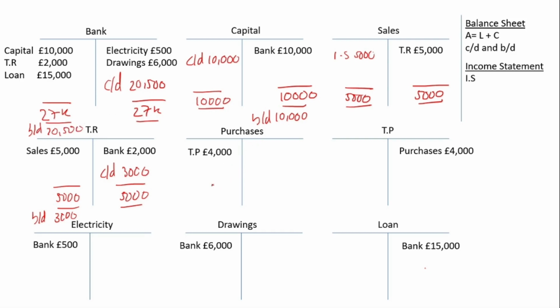So for purchases, it's relating to the income statement. Why? Because it's a cost of goods sold. They are the goods that we are going to sell, which generates us revenue.